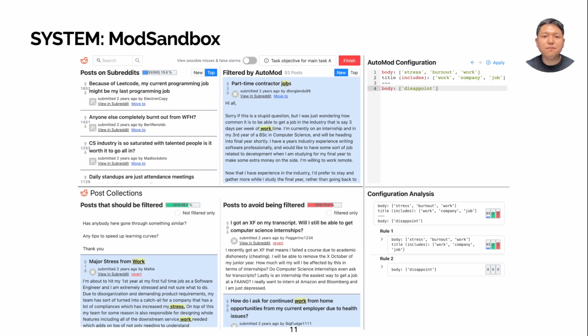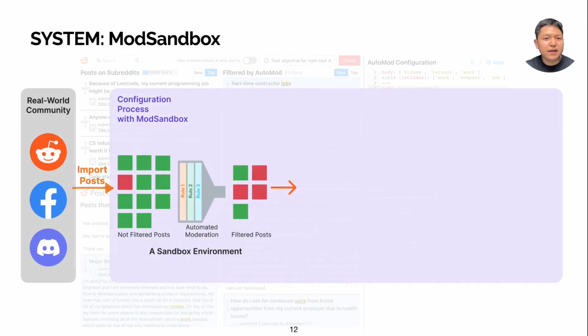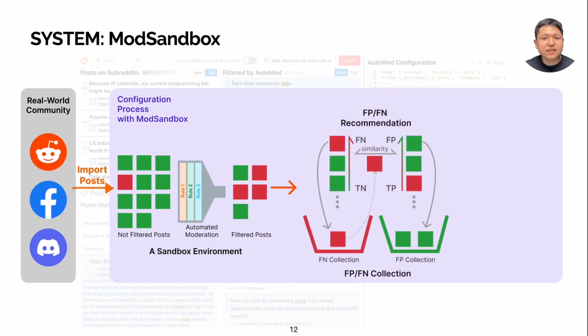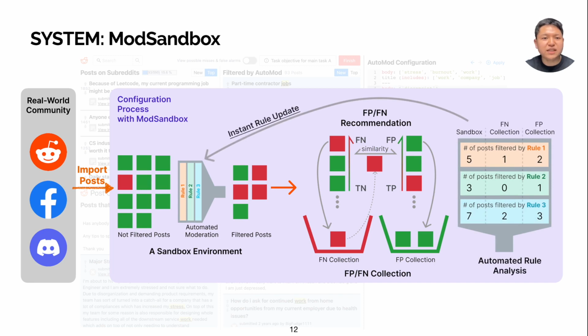ModSandbox is a novel virtual sandbox system designed to test automated rules using posts imported from real-world communities. Additionally, it processes the simulated result to have moderators detect potential false positives and negatives, and identify which part of the rule is causing issues.